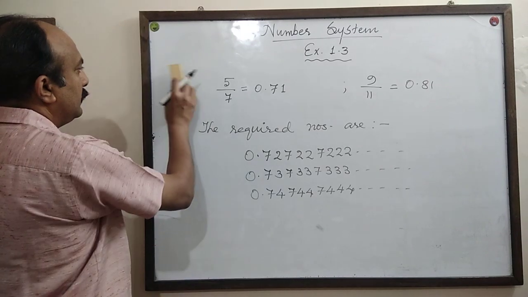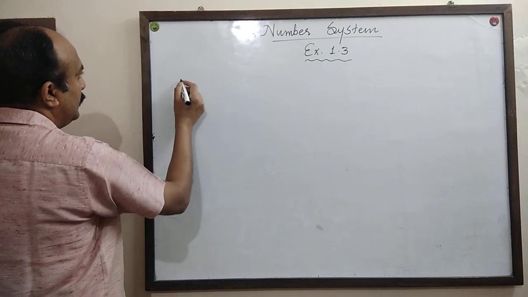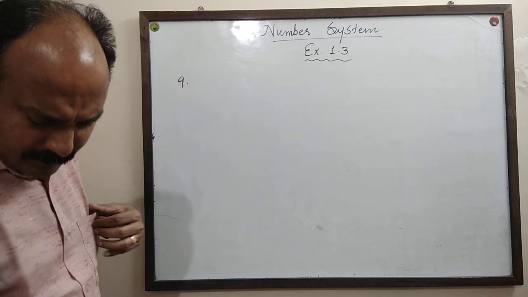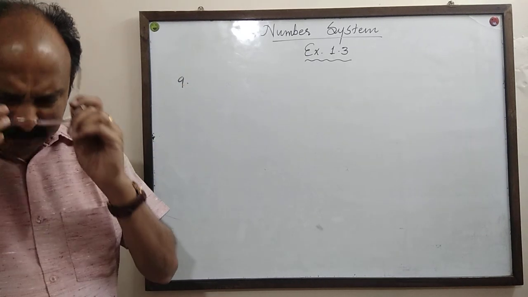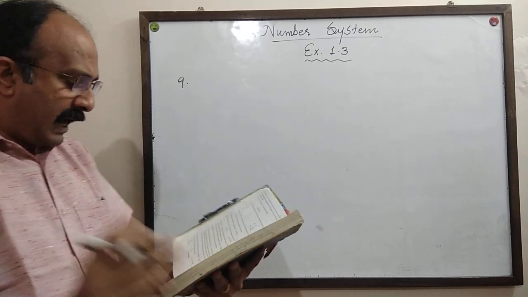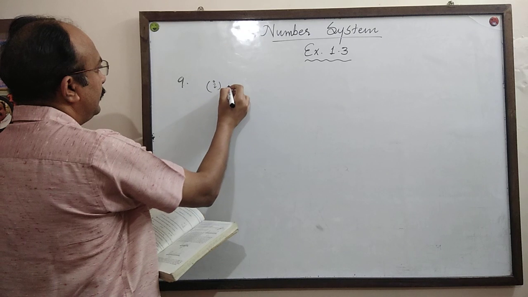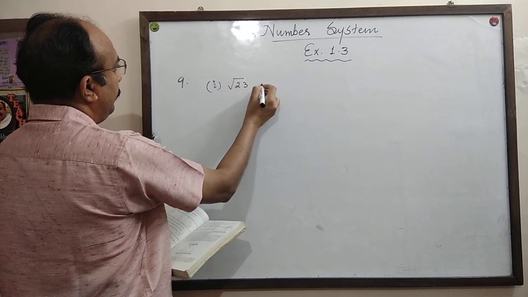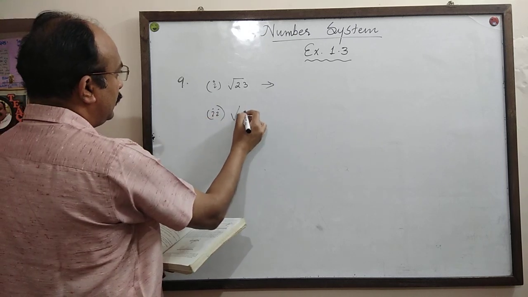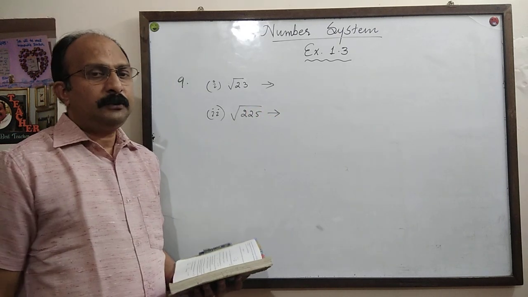Next question. Question number 9 is the last question of this exercise. Question number 9. Classify the following numbers as rational or irrational. First one, under root 23. Second one, under root 225. Okay, let us explain one by one.